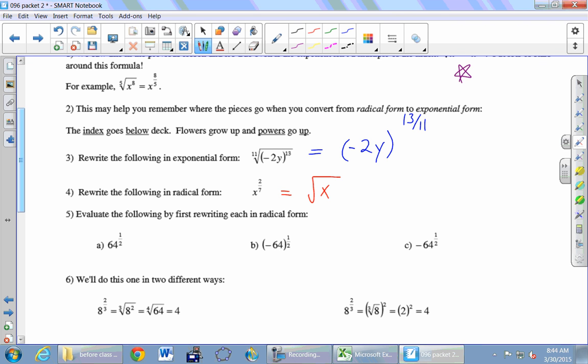Okay, what number goes in the front here as the index? That's a 7, and then where does the 2 go? It's right above the x. So that's the 7th root of x squared. Everybody okay going that other direction? Questions on that?